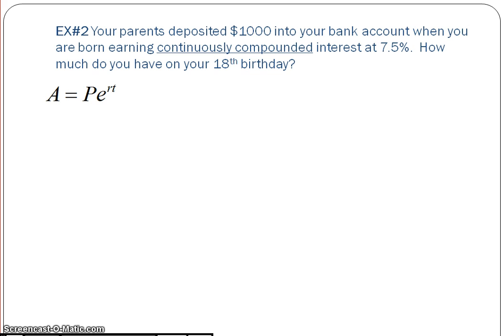Okay. The second example says your parents deposit $1,000, so that's P again, when you're born, earning continuously compounded interest.